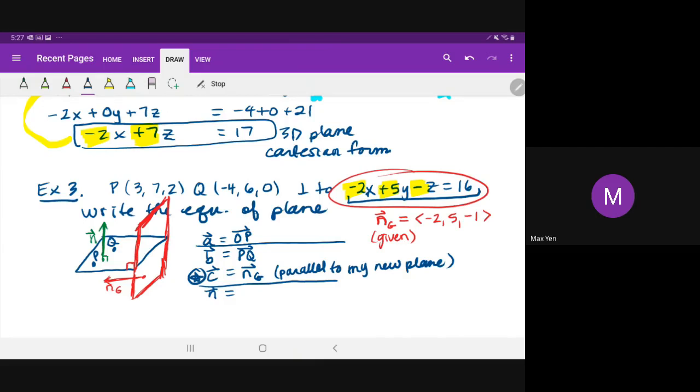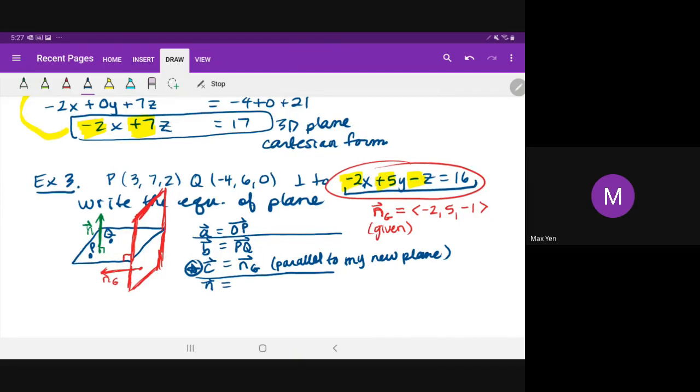Okay, so my question is, how do you find n? Anyone have a how do I find n? My real n. How do I find n in example 1? Yes, cross product. Cross product of what letters? Yes, cross product of B and C. Exactly. Okay, so the cross product of B and C gives you n.